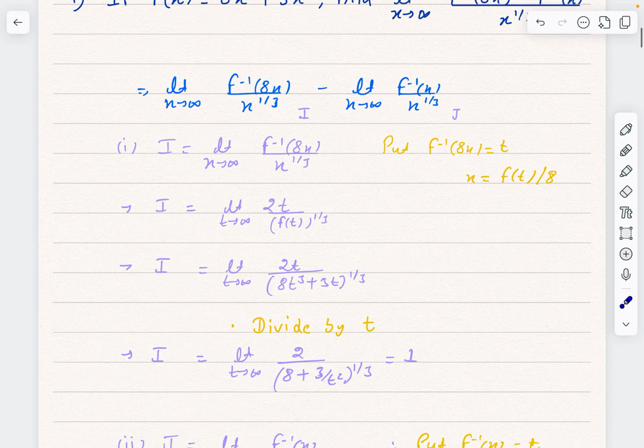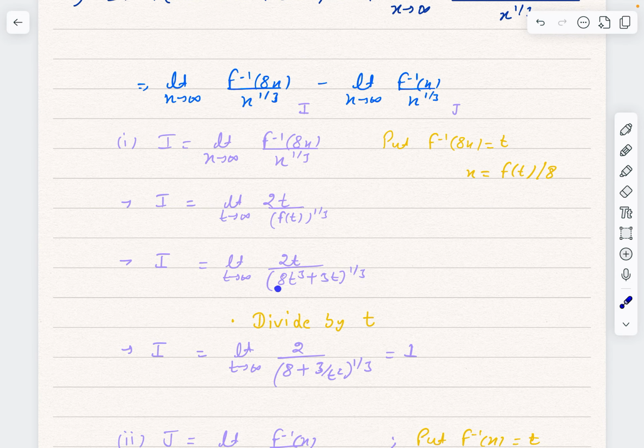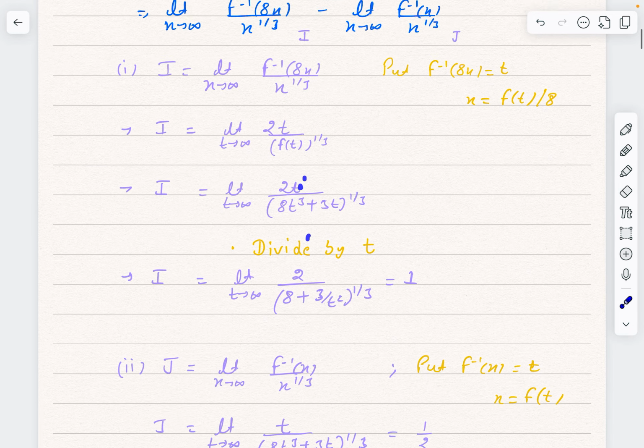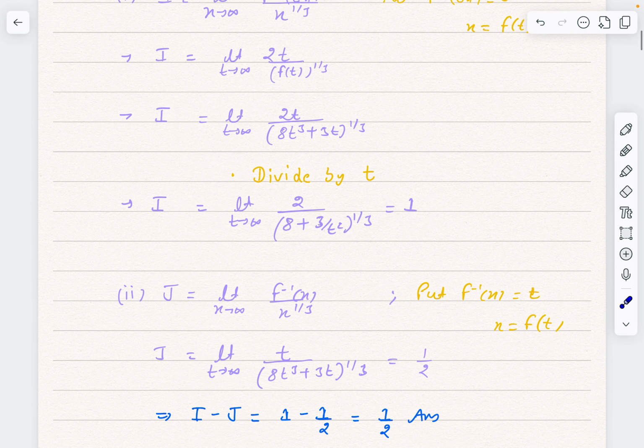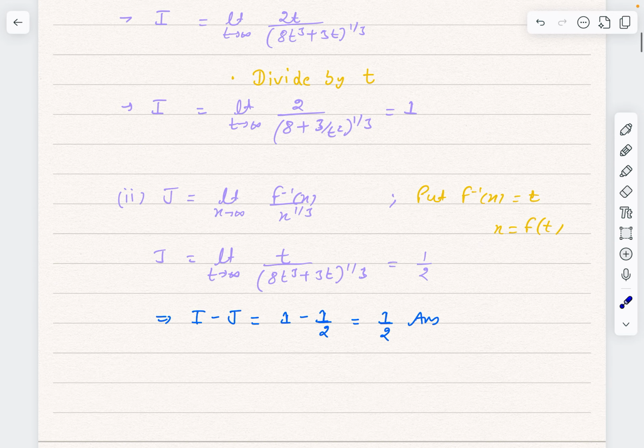Now, f of t will be (8t cube plus 3t) whole power 1 by 3, divided by t on both sides. We get the limit as t tends to infinity of 2 by (8 plus 3 by t square) whole power 1 by 3. When t tends to infinity, 3 by t square will tend to 0. 8 power 1 by 3 will be 2 only. So this and this cancel out, you get 1. Same thing you can do for j also now.